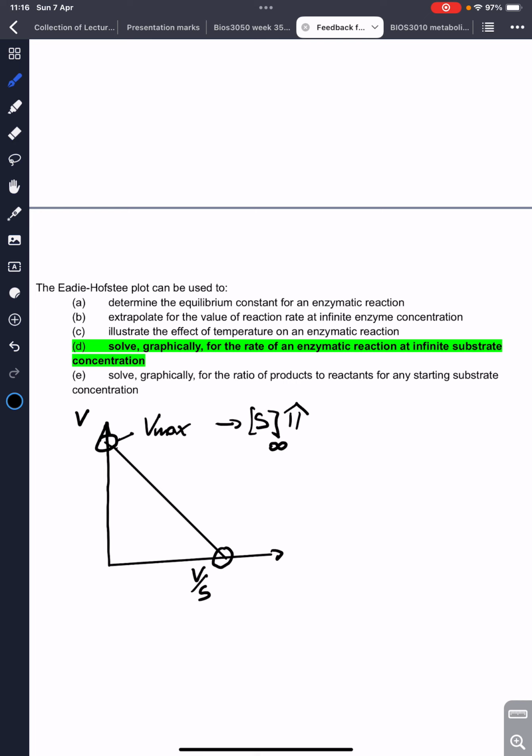This point here in an Eadie-Hofstee plot is Vmax over Km, which tells us how the enzyme behaves at very low substrate concentration, and the gradient here would be negative Km, and Km tells us about the affinity of the enzyme for the substrate.